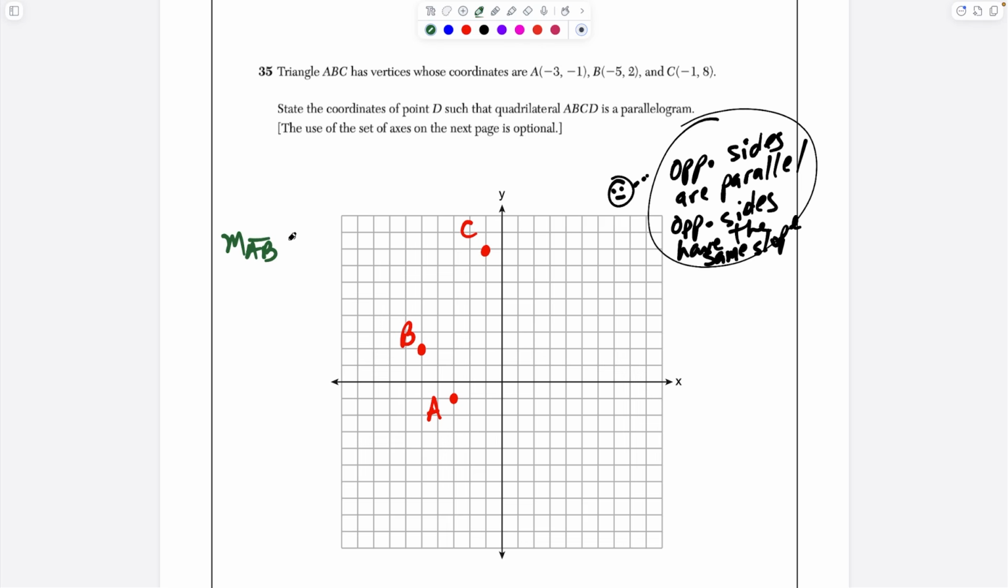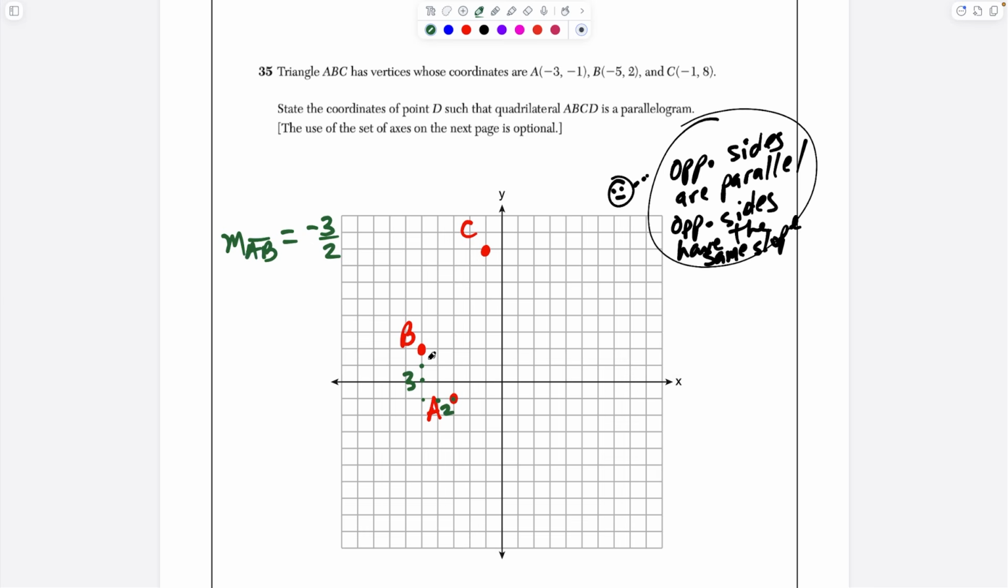The slope from point A to point B, I could say is the slope of AB like this. So lowercase m with a subscript AB with the line over it. I could just find the slope by doing rise over run. I have to go down 1, 2, 3, and I have to go over 2. So the slope is -3 over 2.